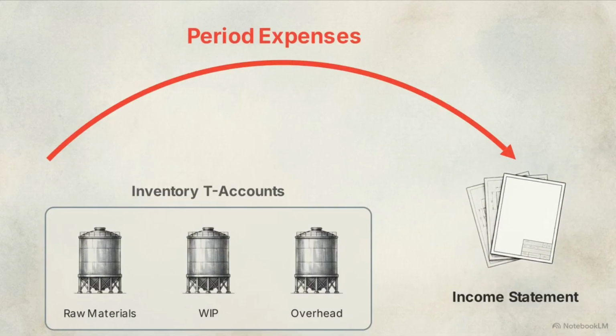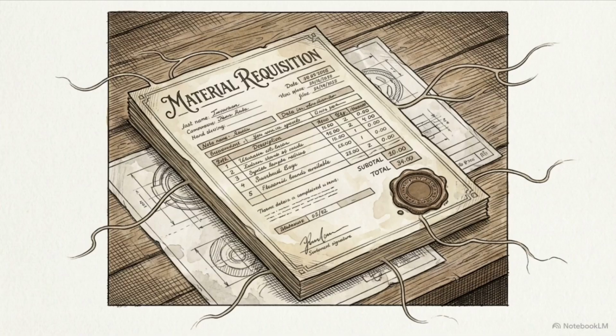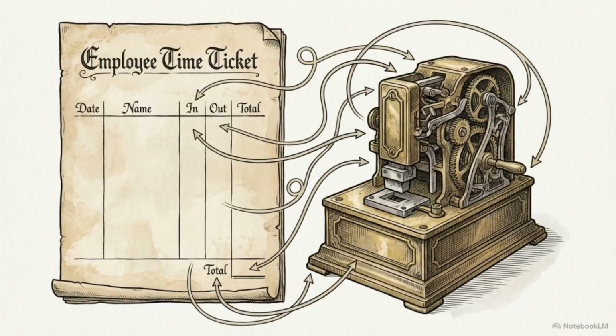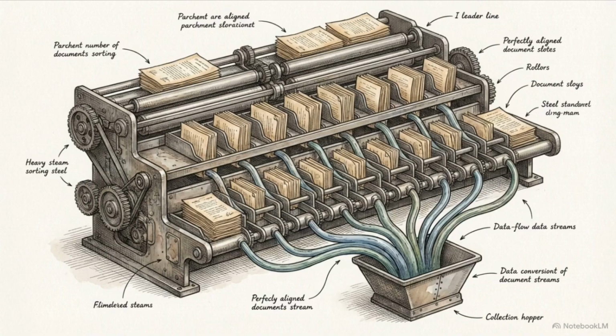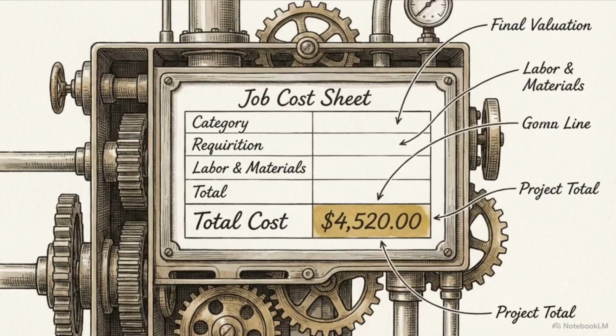From the initial sales order to the material requisitions and employee time tickets, every factory activity generates a document that triggers a precise routing of costs into the ledger. By rigorously forcing every physical factory document through this exact structural flow, businesses ensure that the final dollar amount on a job cost sheet is an auditable truth, ready to withstand any rigorous financial scrutiny.